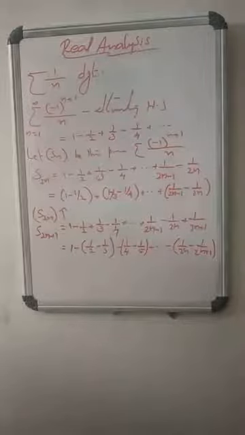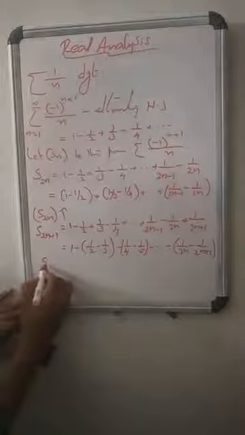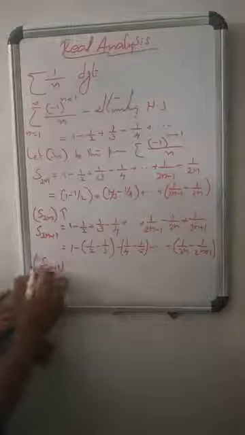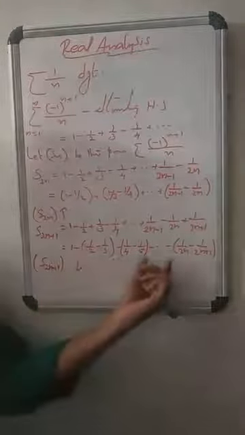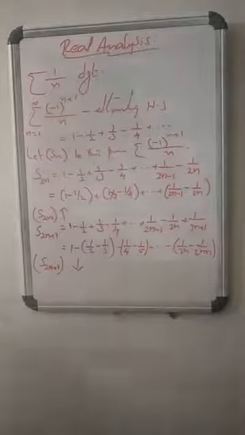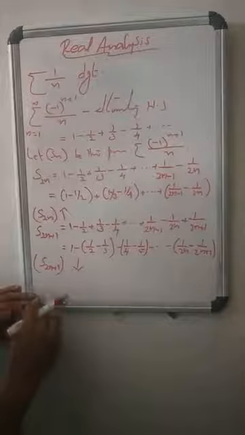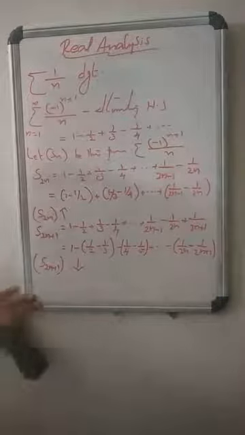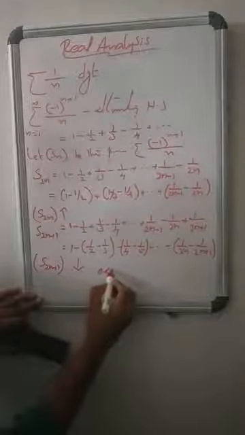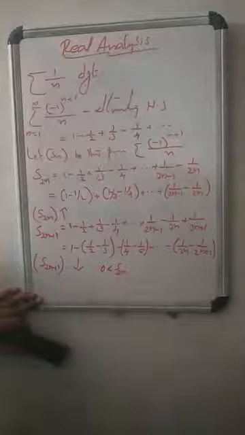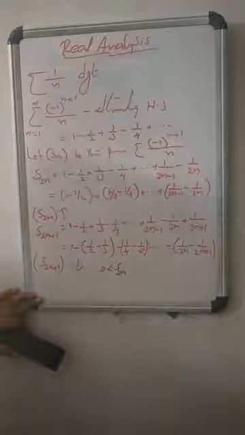Clearly, S2n plus 1 is a decreasing sequence, since all the terms inside these brackets are negative. So S2n is an increasing sequence and S2n plus 1 is a decreasing sequence. Then we have 0 less than S2n.